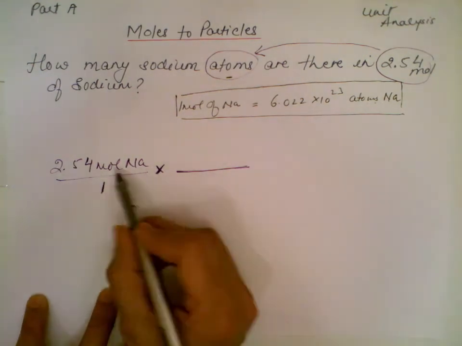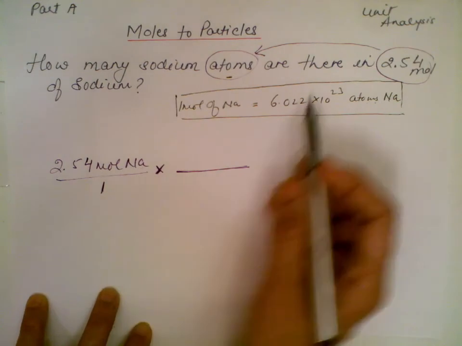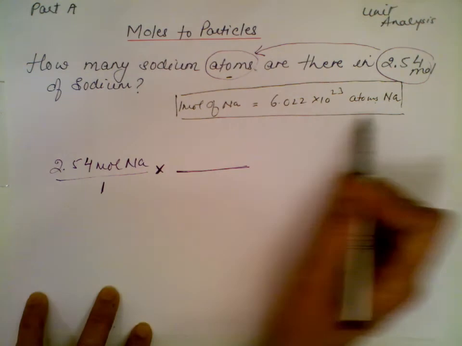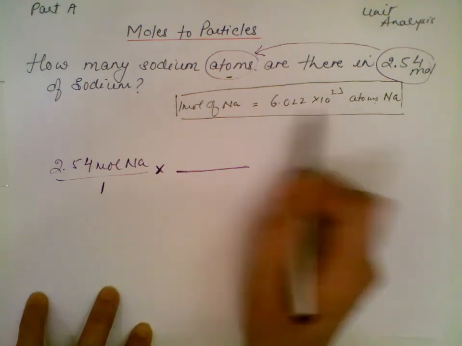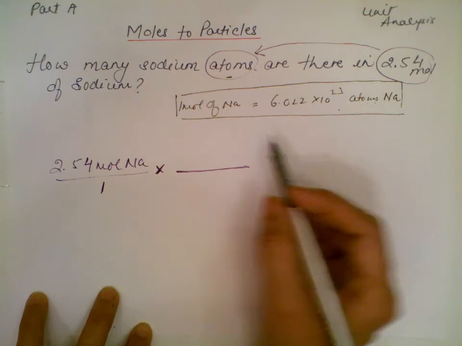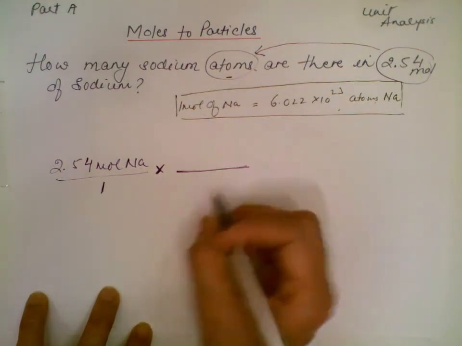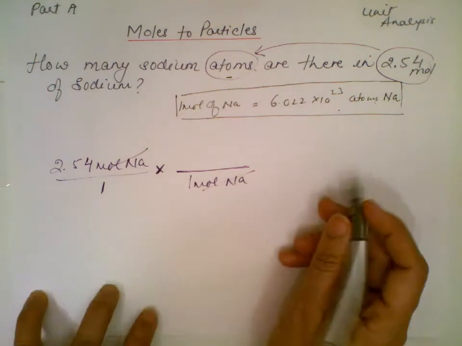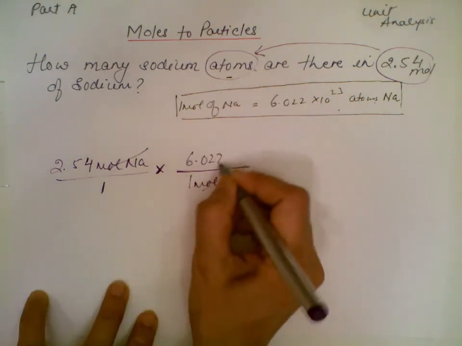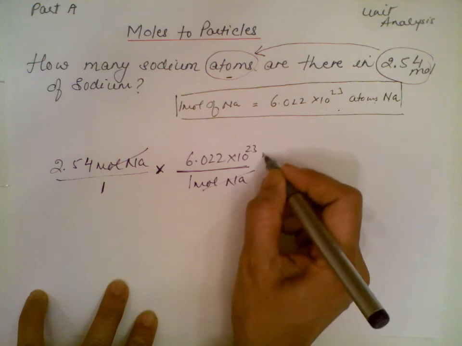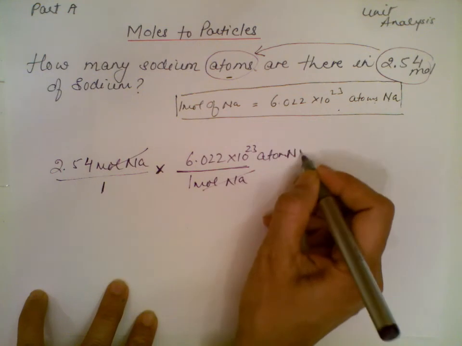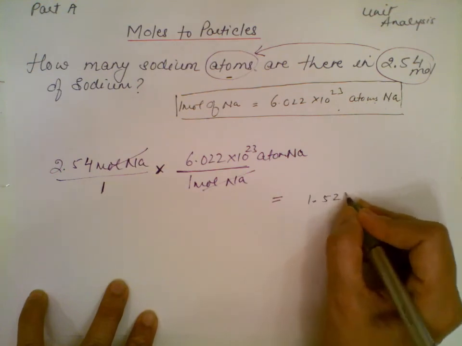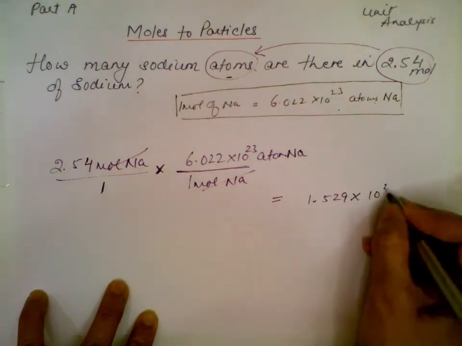Now you want to get rid of the moles of sodium. What do you want in your answer? You want atoms, so atoms have to be at the top. So when you make a fraction out of this equivalent, have the atoms at the top and moles at the bottom. 1 mole sodium, you cancel out moles and moles. Atoms of sodium. Okay, use the calculator, multiply, and this is what you should get.